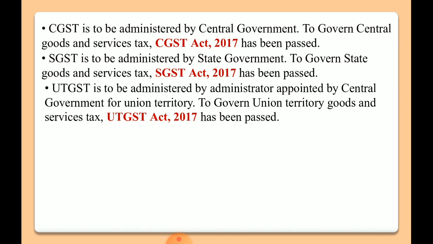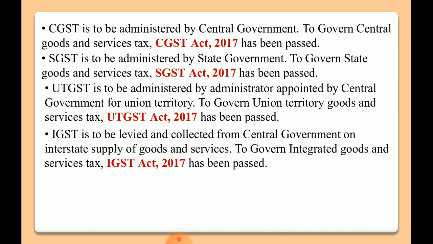In the same way, UTGST, that is Union Territory Goods and Services Tax, is to be administered by the administrator appointed by the central government for the union territory. It means all the administrators appointed by the central government for the union territory will be responsible for UTGST. It means when tax is applicable on the union territory and it is levied by the administrator of the central government, UTGST is applicable, and to govern UTGST, UTGST Act 2017 has been passed.